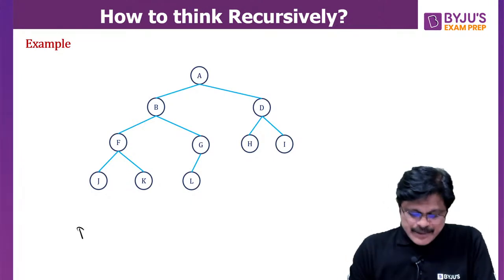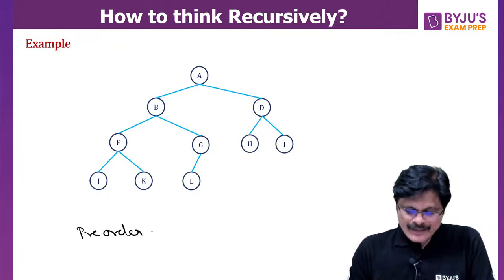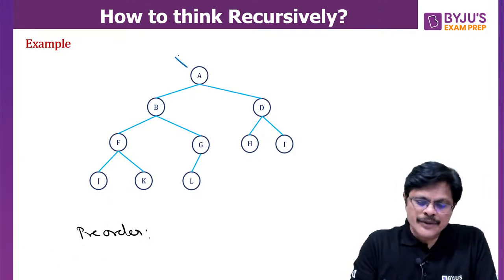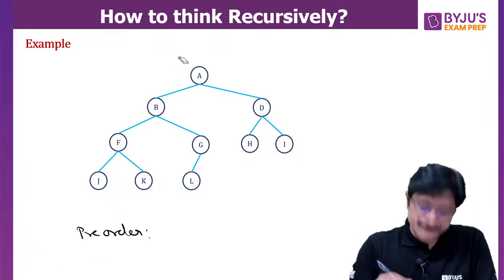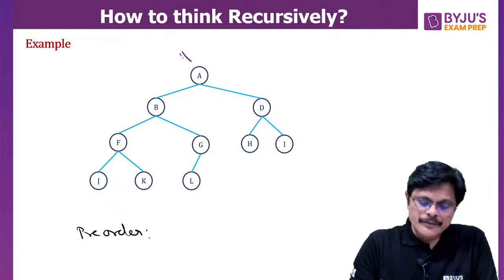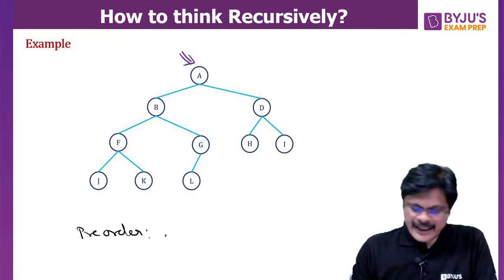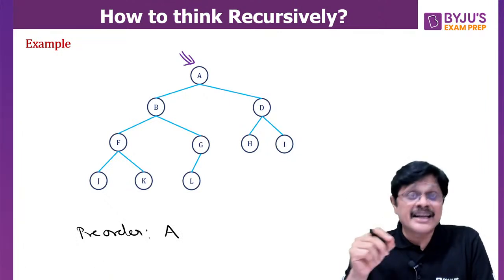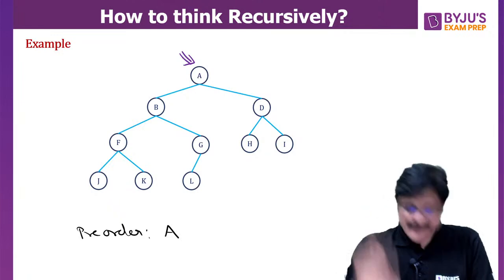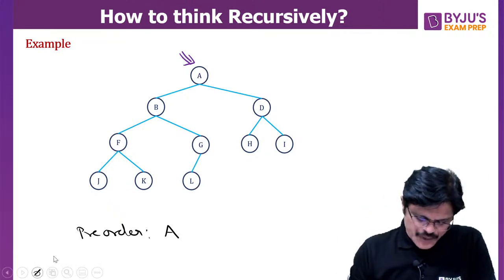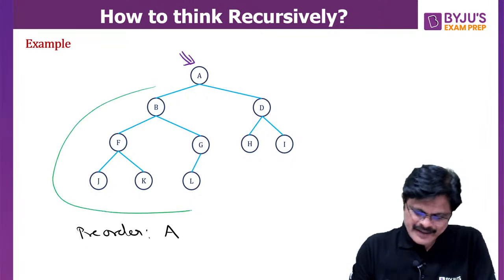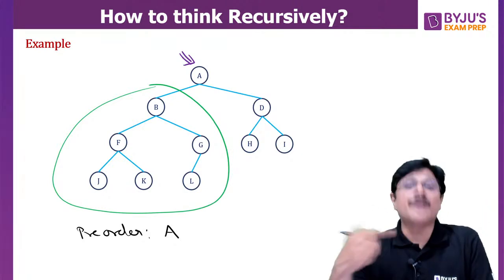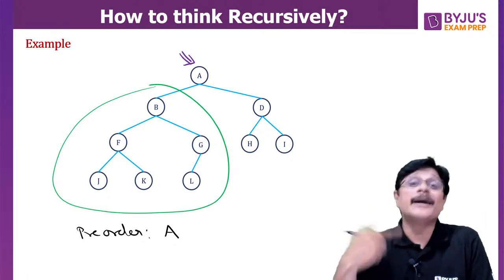The story is simple. When you want to do pre-order traversal, the first thing is we need to visit the root node. So we visit the root node A. After that, the left subtree must be visited recursively in pre-order manner. What is the left subtree, sir? This entire part is your left subtree. So the left subtree must be visited in pre-order manner.